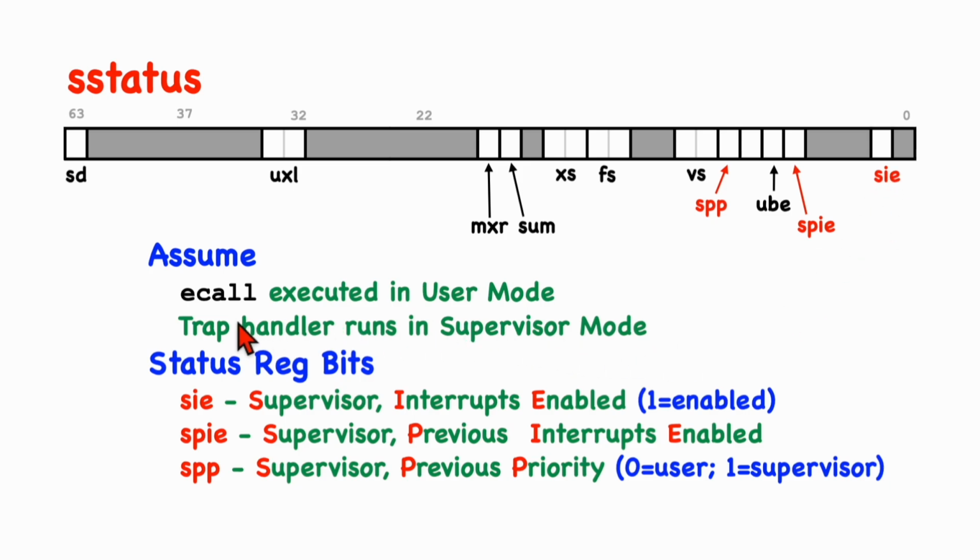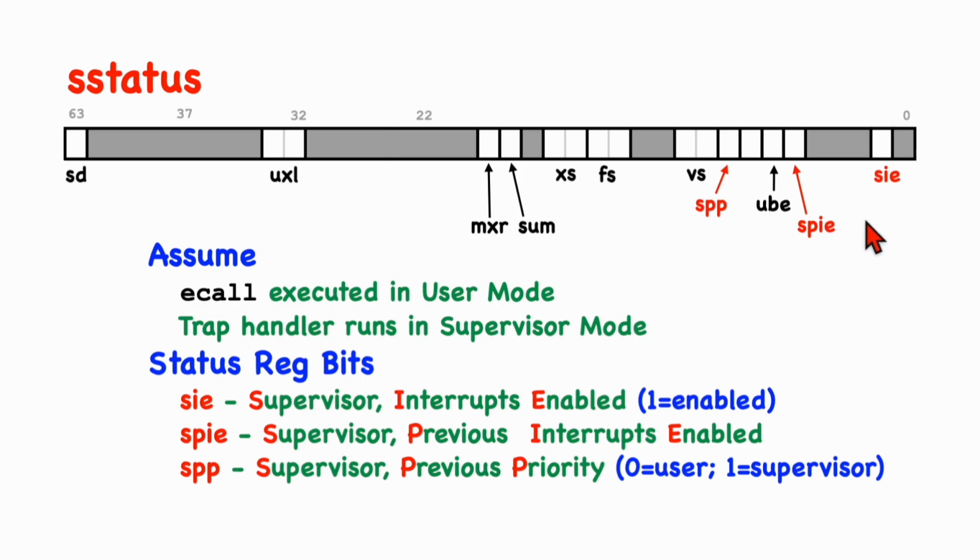So when we handle the eCall exception, the hardware will set this bit to 0 to prevent interrupts from happening and confusing the software. It will also save the previous value of this bit in the SPIE, or the previous interrupts enabled bit, so that when we're done handling the eCall trap, we can restore this bit to whatever it was. And if we were running in user mode, it would almost certainly be 1.